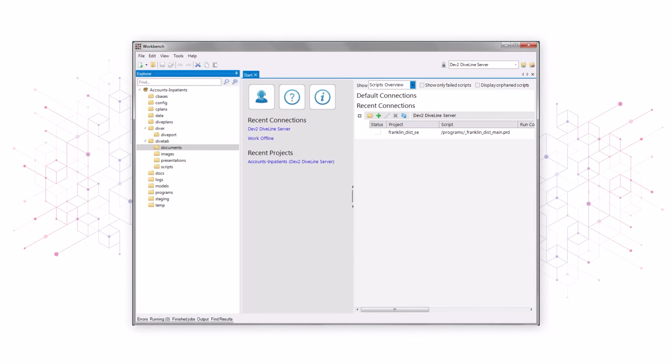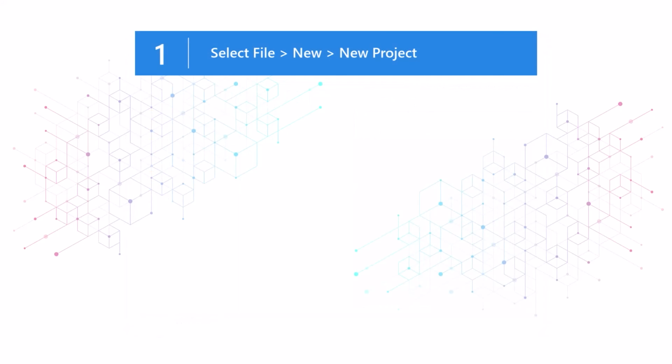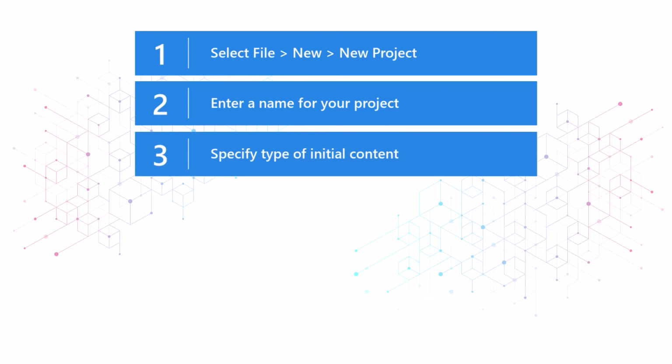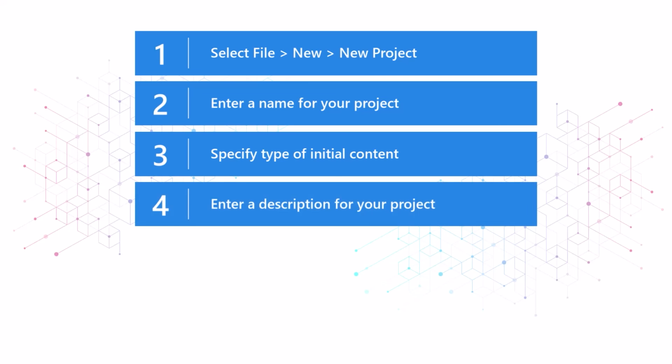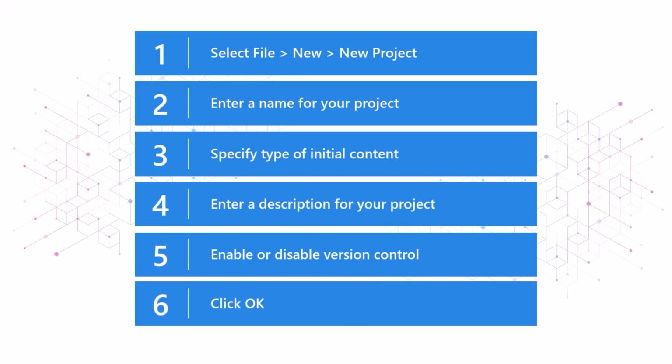So that's how you create a new Workbench project. You select File, New Project, enter a name for your project, indicate what you want the initial content of your project to be, enter a description for your project, enable or disable automated version control, and click OK.